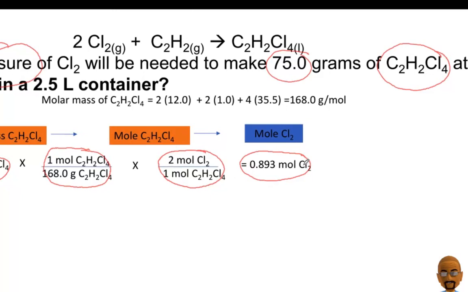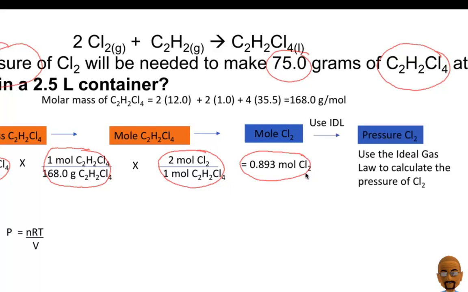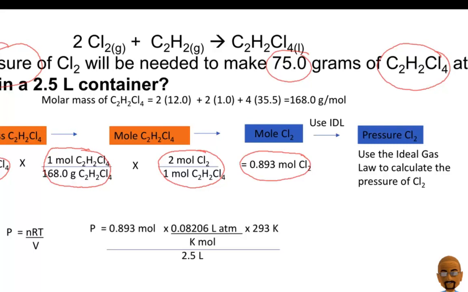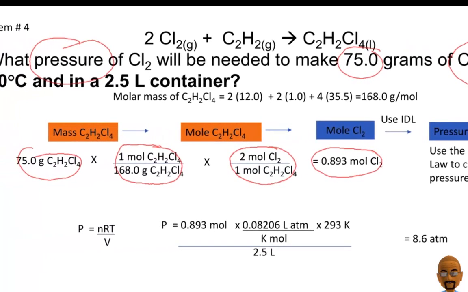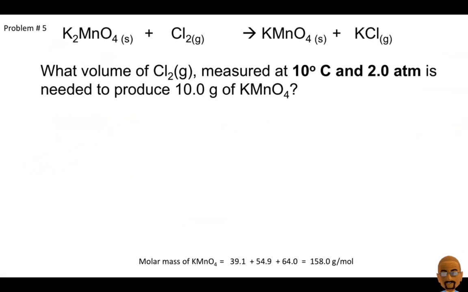And once we're in moles, we can calculate the pressure of Cl2 by using the ideal gas law. And so we solve it for P. P is equal to nRT over V. We simply insert the information that's given, and we get 8.6 ATM. So again, what we've done is to get from a mass of one thing to a pressure of something else, we've gone through moles. So we calculate moles of Cl2, and we use the ideal gas law to calculate the pressure in this case.